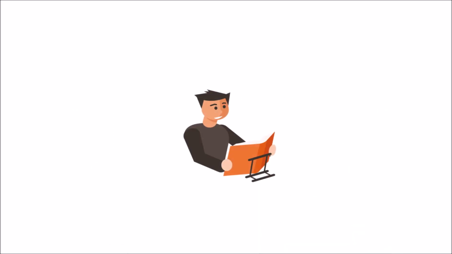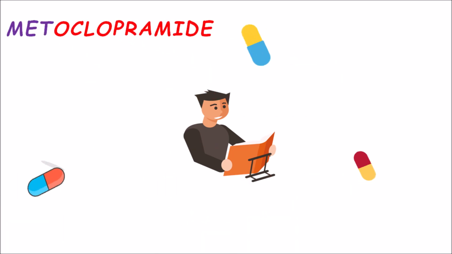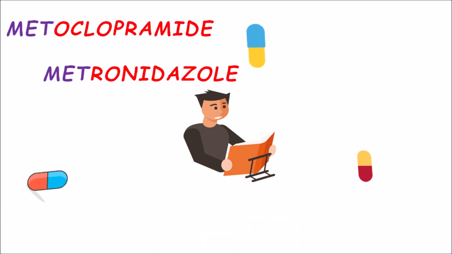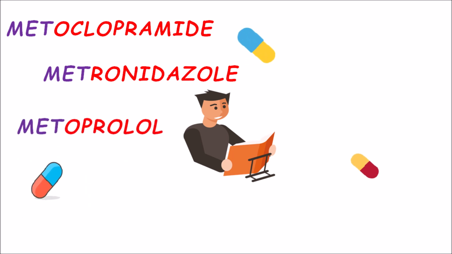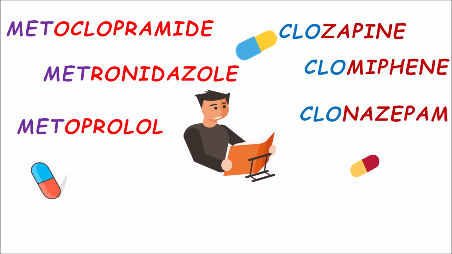While we are going to deal with pharmacology, we come across so many types of drugs having different types of names. A few of the drugs have similar prefixes and a few have similar suffixes. For instance, the drug metoclopramide may be somewhat similar to metronidazole and metoprolol. All these are somewhat confusing. Similarly, drugs like clozapine, clomiphene and clonazepam all start with the prefix clo, so they are somewhat confusing.